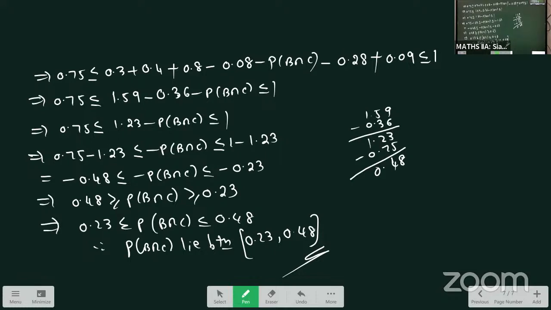Next, I'll give one more question as homework. Just practice it. If you do not get it, just ask me. A simple question. If A, B, C are three horses in a race.